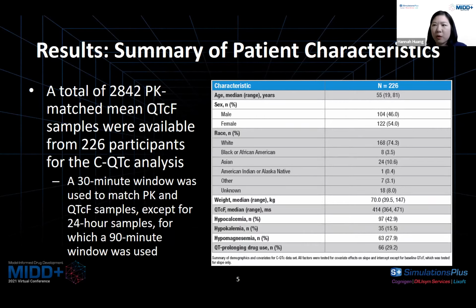The table on the right summarizes the patient characteristics of the covariates that were tested in the analysis. There were slightly more women than men in the study, with a majority of white patients. There were also a fair number of patients with electrolyte deficiencies.